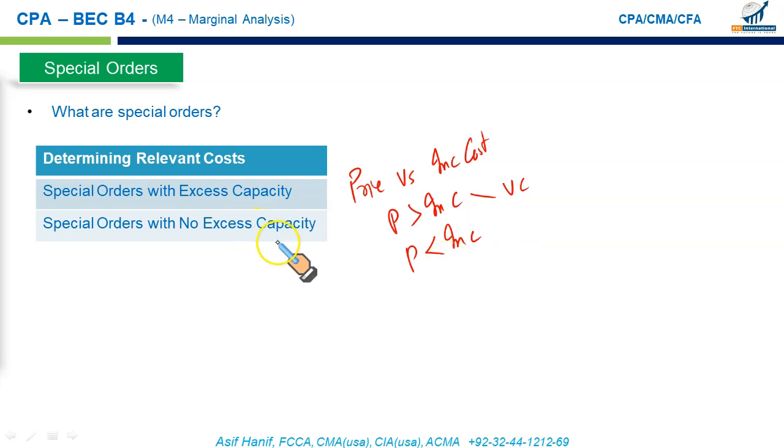And when there is no excess capacity, in that case, you will be considering incremental cost, but you will also consider the opportunity cost. When there is no excess capacity means you are operating at full capacity, so you may have to give up something to take on this special order. So in that case, you will add an additional opportunity cost of lost production or the opportunity cost of lost contribution.